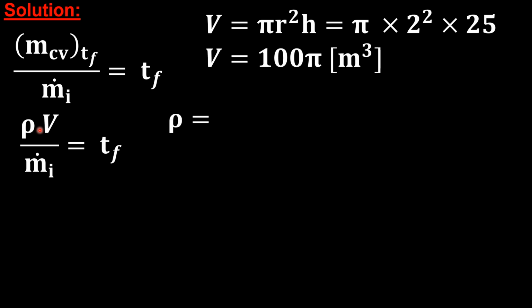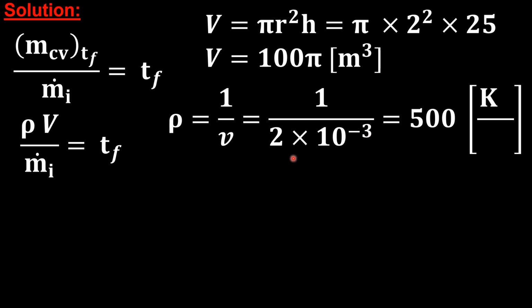Next, we want to find the density. From the table, which is table A-17 at page 919, we interpolate this value inside the table, and we got 2 times 10 to the power minus 3. That's the specific volume, in cubic meters per kilogram. And here we were able to find the density. Awesome. So we were able to find the density and volume, and we are given the mass flow rate at the inlet. And remember, we want this to be in seconds, so don't forget the conversion factor.